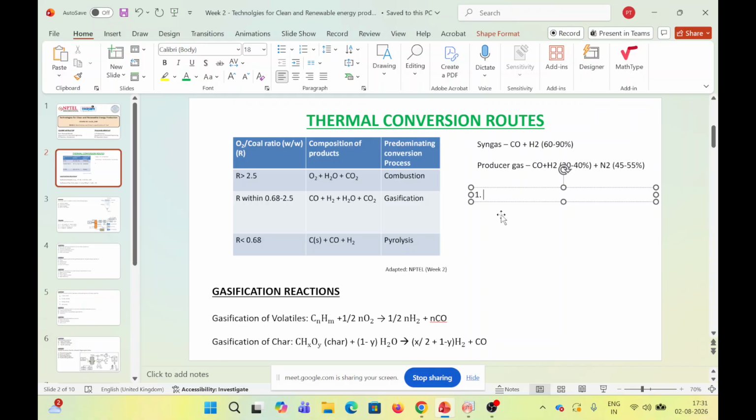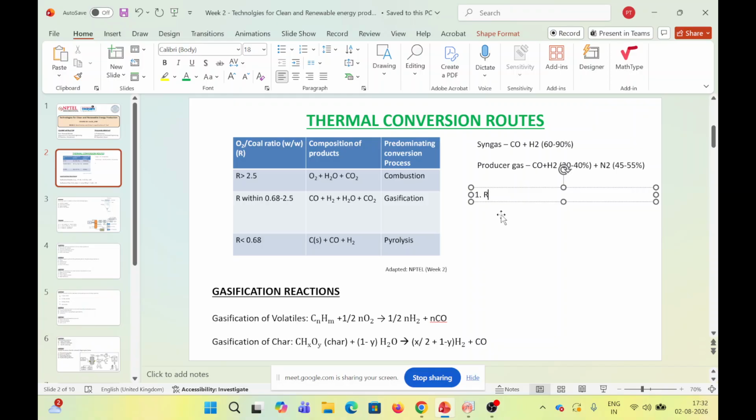So please have a look at the advantages and the disadvantages of each of the processes as we discuss, because we need to have an idea of which particular process may be useful for a certain type. What are the advantages and the disadvantages for a certain process, so that we can easily judge which process we can actually use while going for energy production from coal.